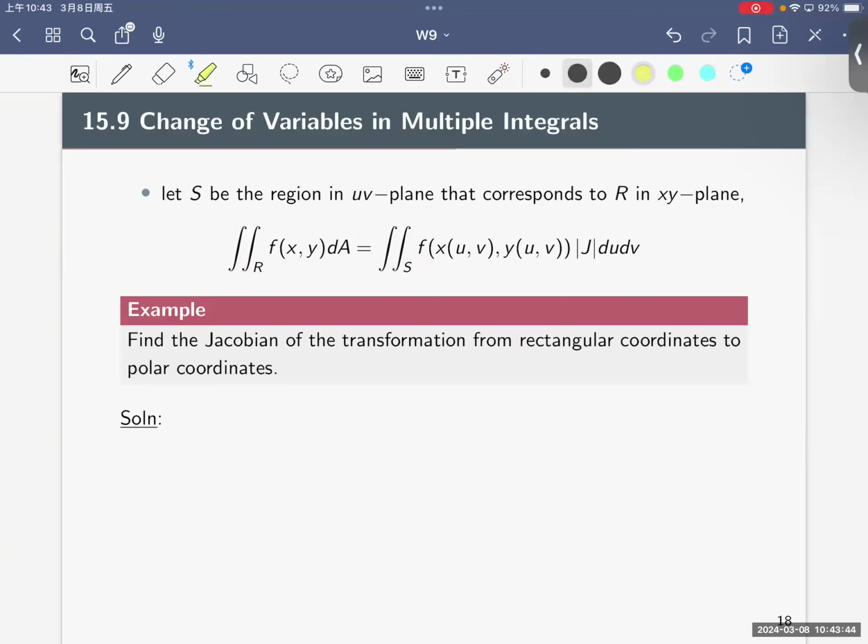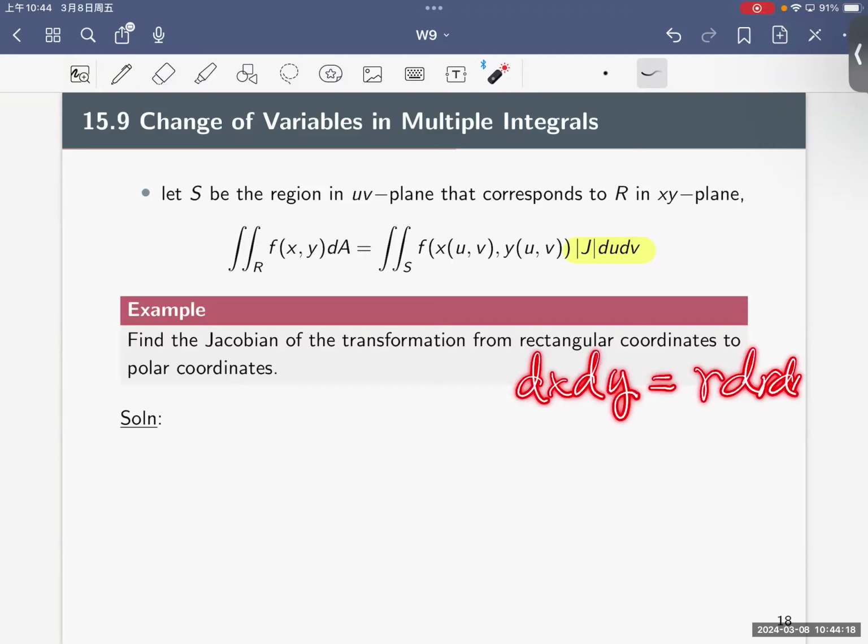So what I want to emphasize here is that the Jacobian relates dx dy to du dv. dx dy is equal to the absolute value of the Jacobian times the new variables du dv. This is the significance of the Jacobian. So from this result, we know that when we do a double integral in rectangular coordinates, we write dx dy. In polar coordinates, we write r dr d theta. So now we will see why there is an r here, going from xy to r theta.